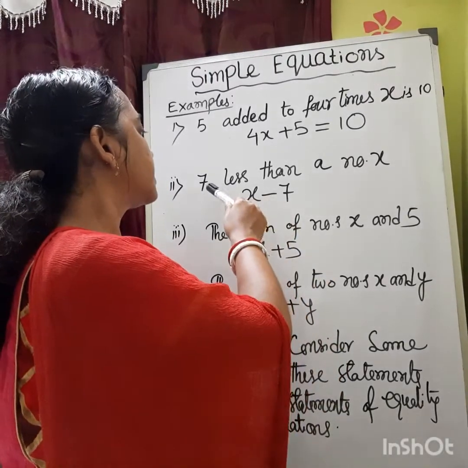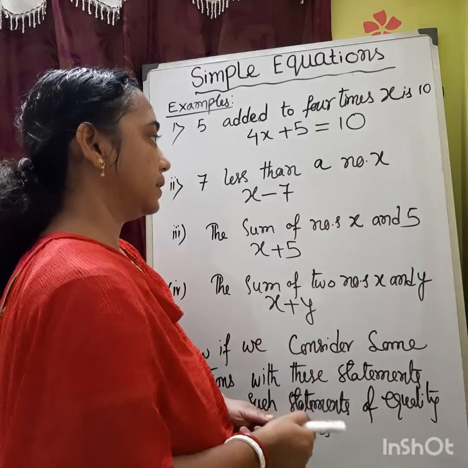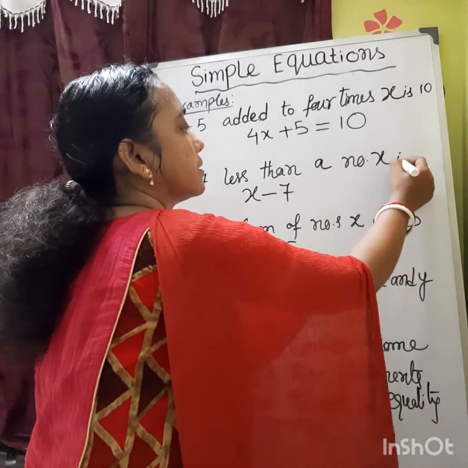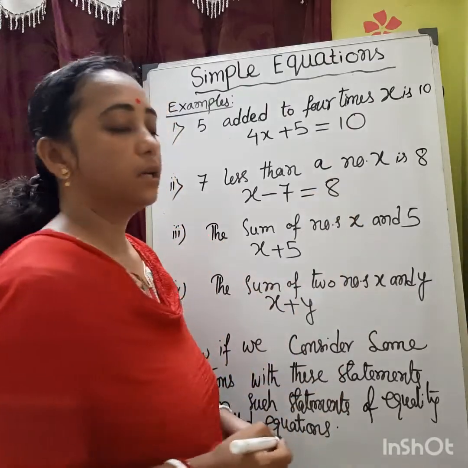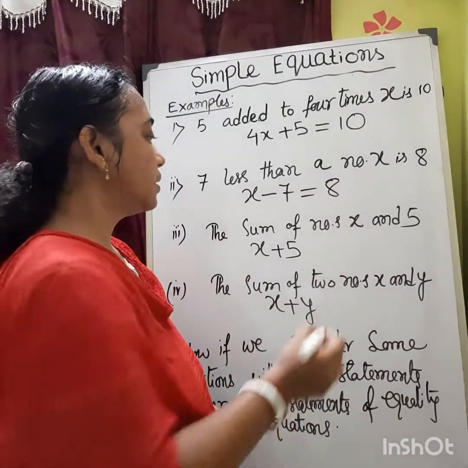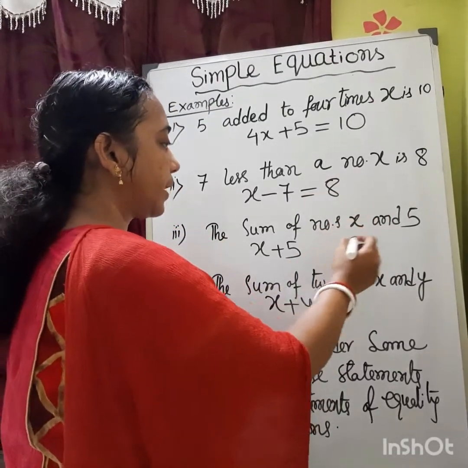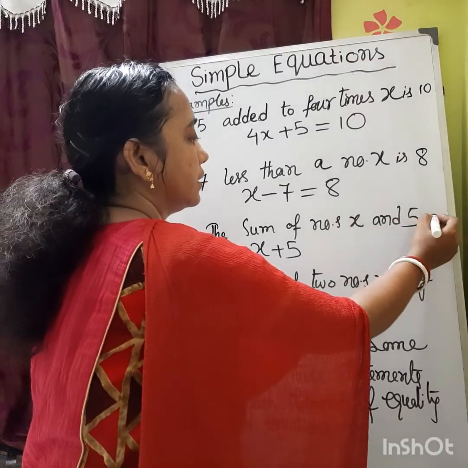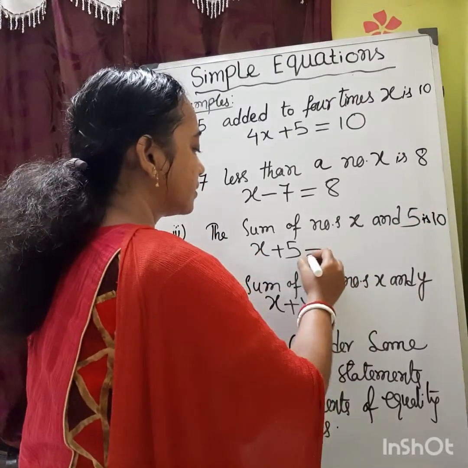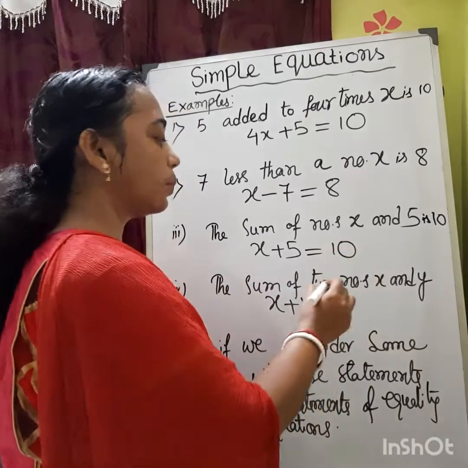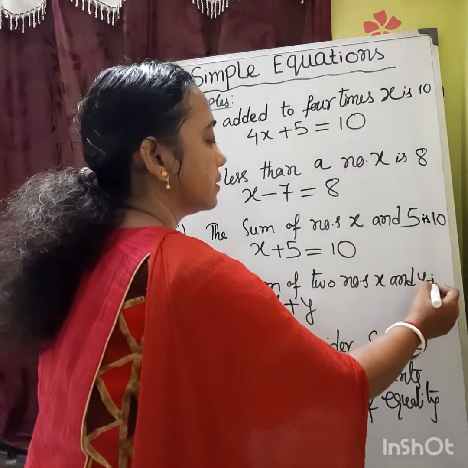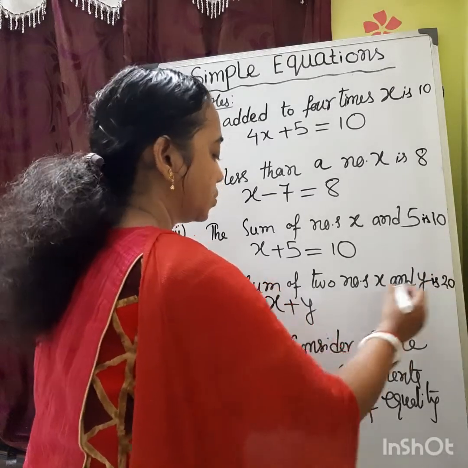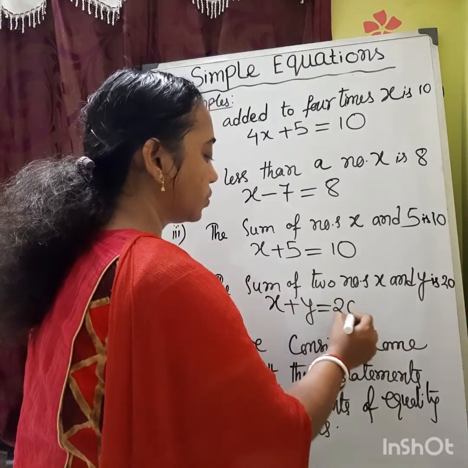Similarly, for example, 7 less than a number x is, suppose we take it as 8. So we write it as this is equal to 8. So we call it an equation. The sum of numbers x and 5 is, say, 10. So we write it as this is equal to 10. The sum of two numbers x and y, that is x plus y, is suppose 20. So we write it as x plus y is equal to 20.